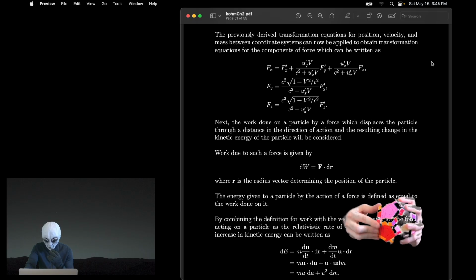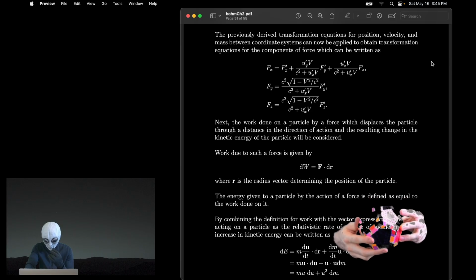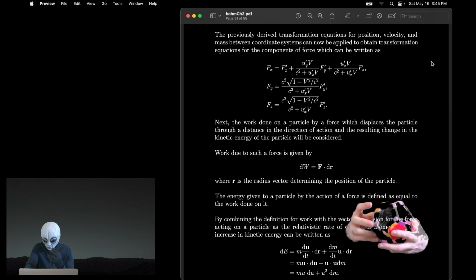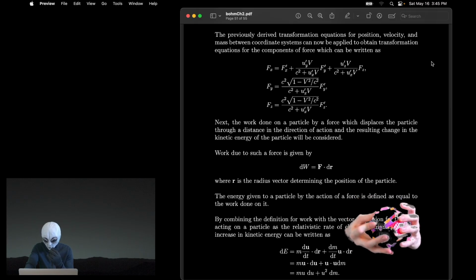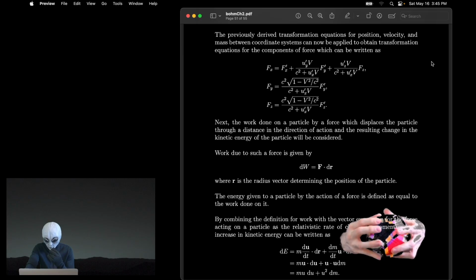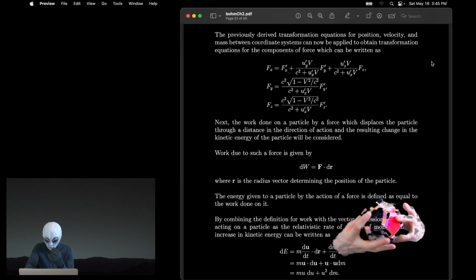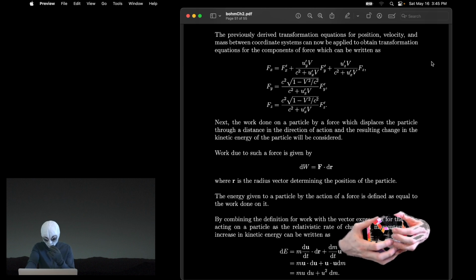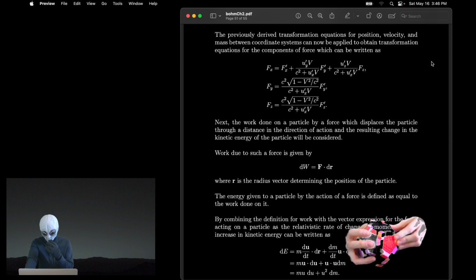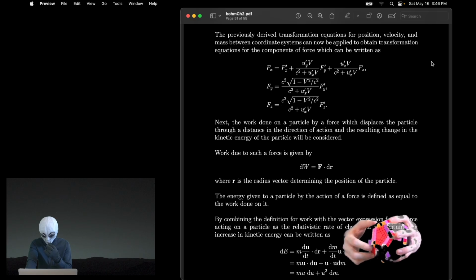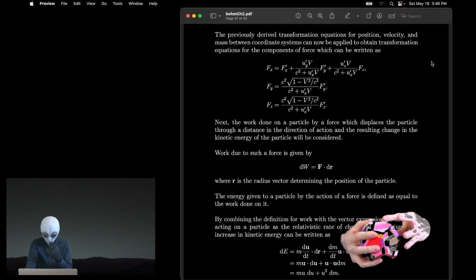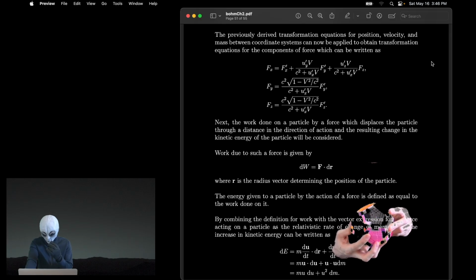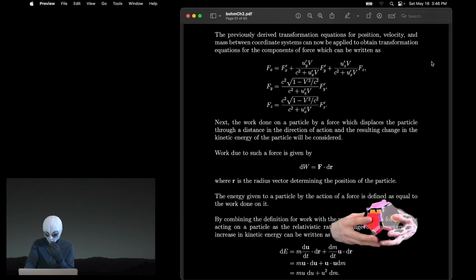And then F sub y is equal to a fraction with the numerator of c squared times the square root of the quantity 1 minus V squared over c squared, all over the denominator of c squared plus u sub x prime times V, and then outside the fraction times F sub y prime. And finally, F sub z is equal to a fraction with the numerator of c squared times the square root of the quantity 1 minus V squared over c squared, all over the denominator of c squared plus u sub x prime times V, times outside the fraction F sub z prime.